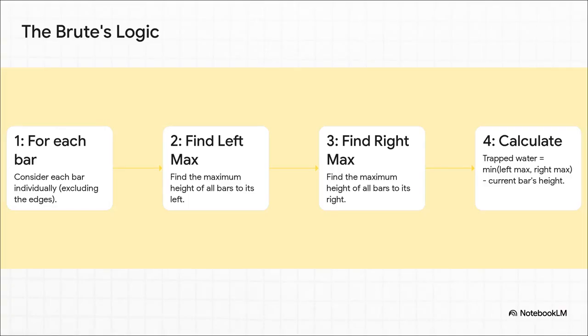So how does this brute actually think? Well, the logic is super straightforward, really. For every, and I mean every, single bar in our city-state, it stops. And it asks two simple questions. What's the absolute tallest building to my left, and what's the absolute tallest building to my right? See, the water can only fill up to the height of the shorter of those two walls. So we figure that out, subtract the height of the bar we're currently on, and boom, that's how much water is trapped right there. Then we just do that for all the other bars and add it all up.